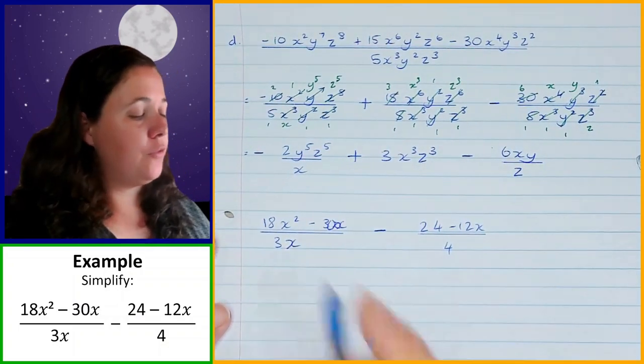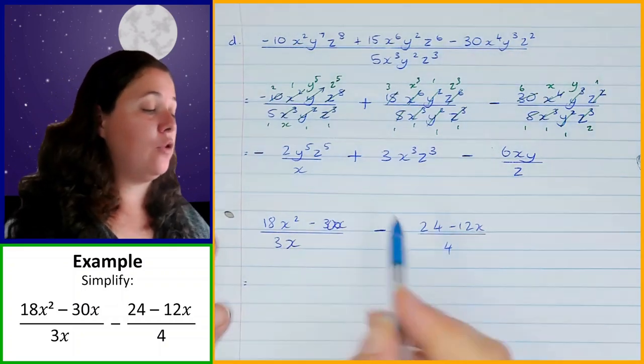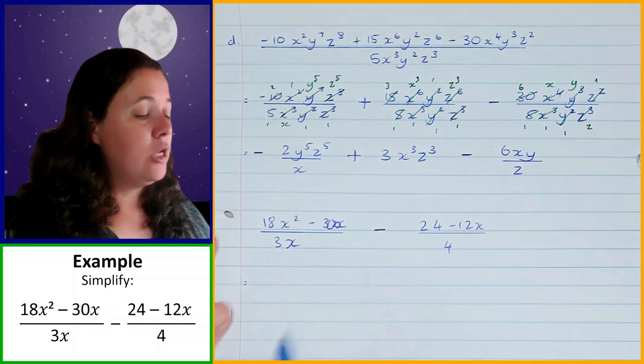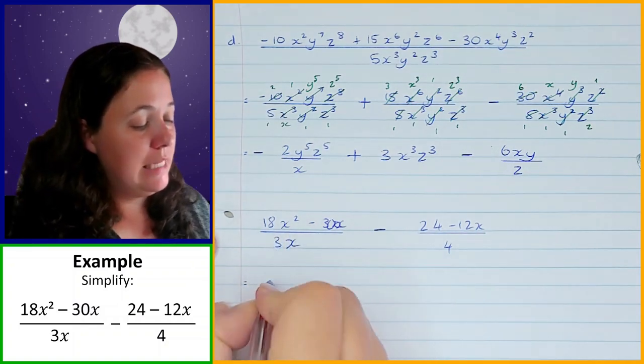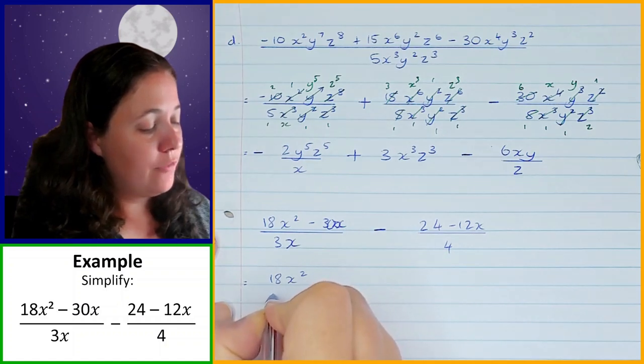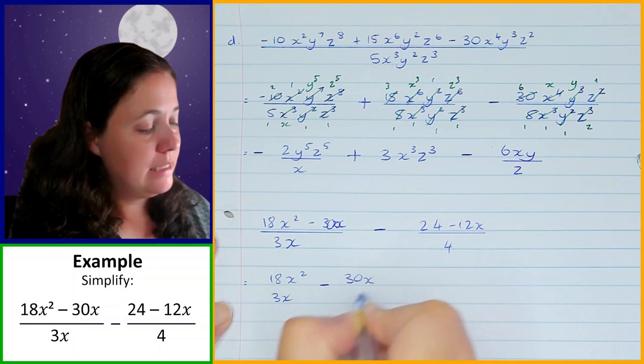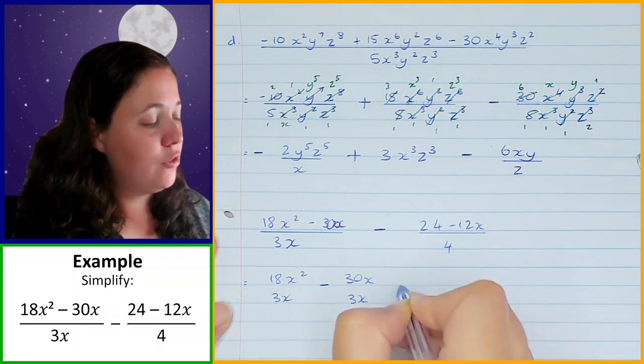Okay, so first I'm going to split up all of the fractions, but I have to be careful when I get to this over here. So first I have this one, that's nice and easy. I've got 18x squared over 3x minus 30x over 3x, and then I've got a minus.